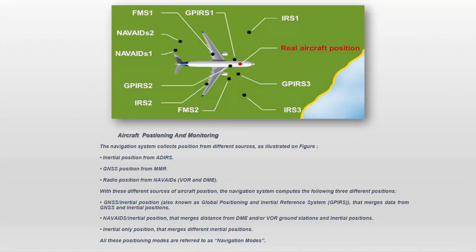inertial position, also known as global positioning and inertial reference system, that merges data from GNSS and inertial positions. NavAids inertial position, that merges distance from DME and or ground stations and inertial positions. Inertial-only position, that merges different inertial positions. All these positioning modes are referred to as navigation modes.